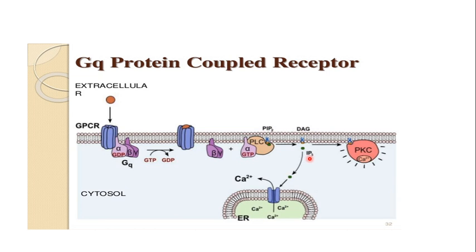and DAG, and this IP3 was then going to bind to the endoplasmic reticulum to release the calcium into the cytoplasm, and that particular calcium, and that is what we will discuss today, how the calcium and this DAG are then responsible for the activation of the protein kinase C.